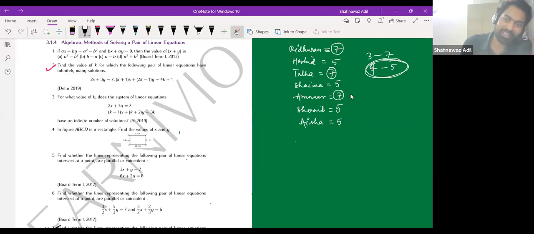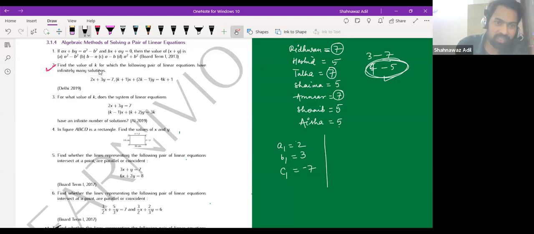So there is a clear majority here, right? So we should go with the majority. But I can also be wrong, right? So let's say if I get 9, then c1 is -7. And what is the question? Find the value of k for which the pair of linear equations have infinitely many solutions.